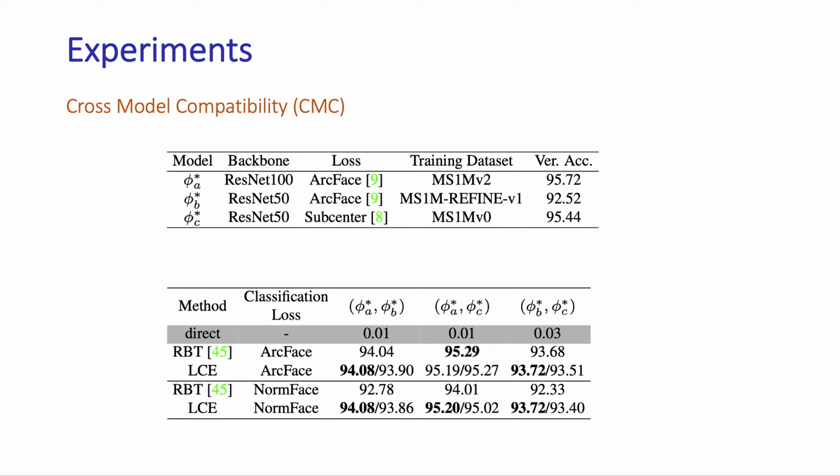We also validate our method in the cross-model compatibility scenario. We use 3 pre-trained models in different network architectures, train compatibility modules with different losses, and compare the results of ours and the RBT baseline. The results show that our method outperforms RBT in both arc phase and norm phase losses.